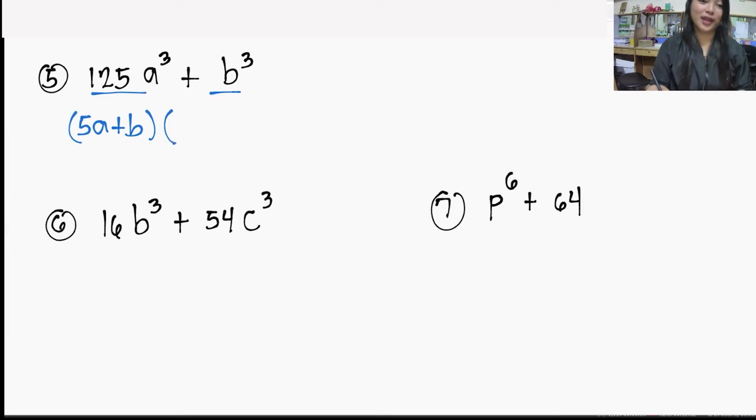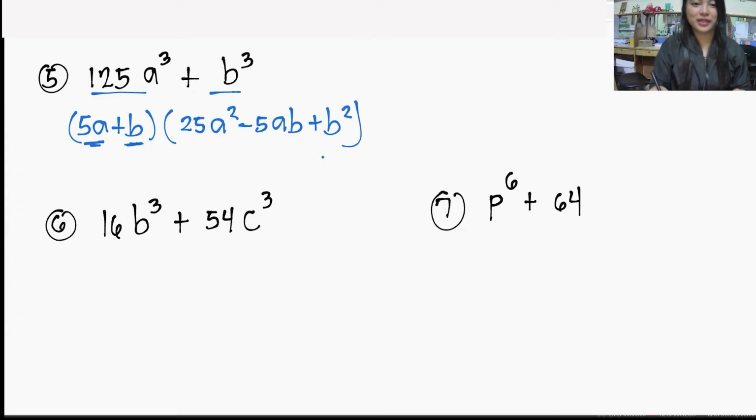Okay? Why is it 5a? Because 5a times 5a times 5a is 125a cubed. Next, square the first term here. So 5a times 5a is 25a squared. Next, get the negative product of 5a and b. That would be negative 5ab. And lastly, square the last term b. That would be b squared.